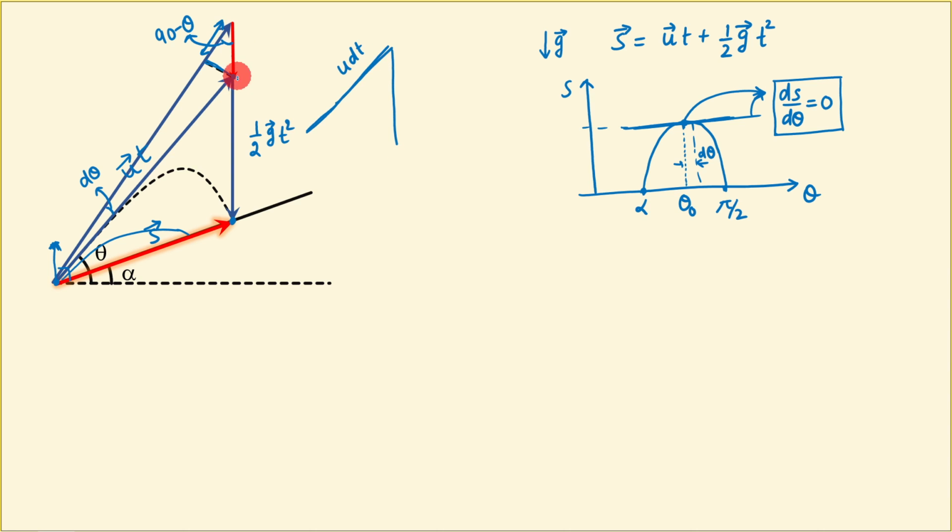And this red part is in the vertical direction, right? It's in the vertical direction. Here we have drawn a perpendicular. This angle is 90 minus theta. So you can say this angle is actually equal to theta.